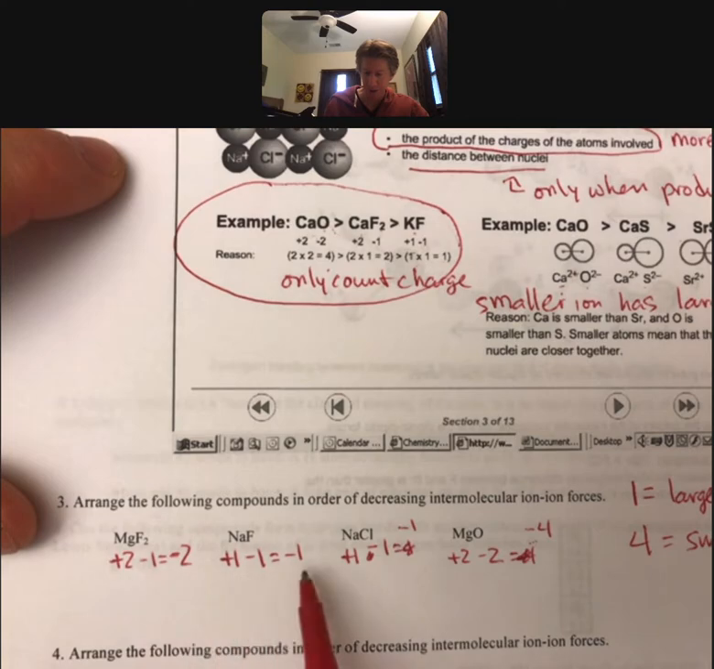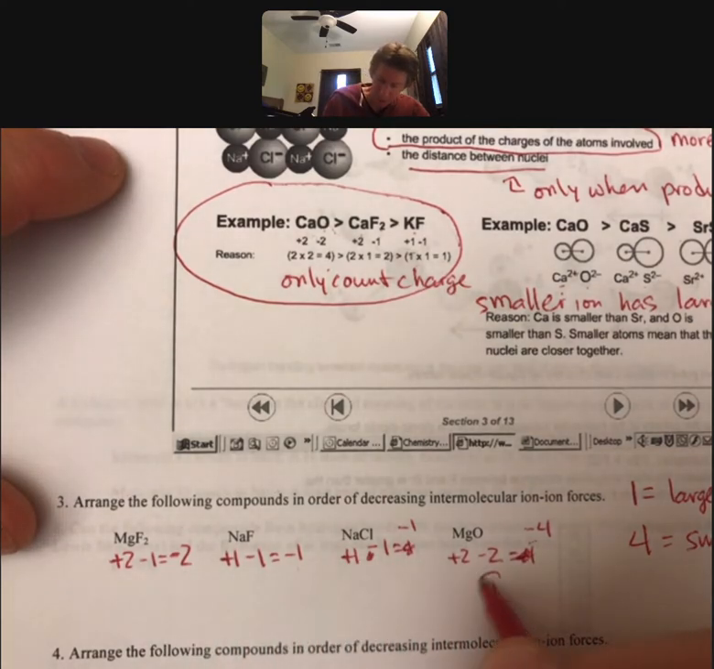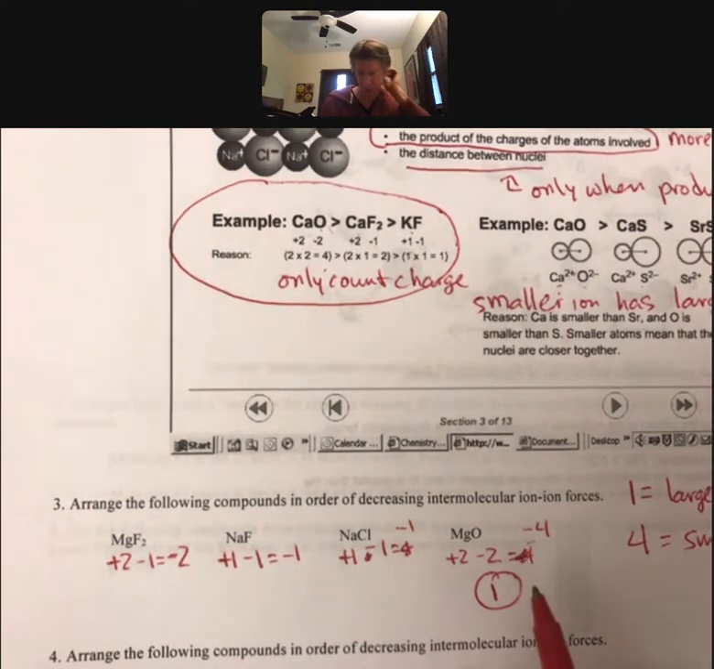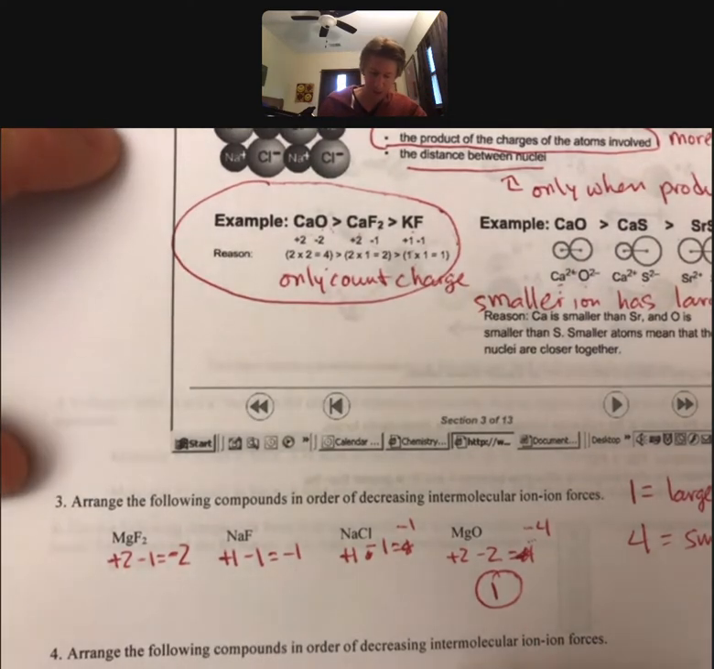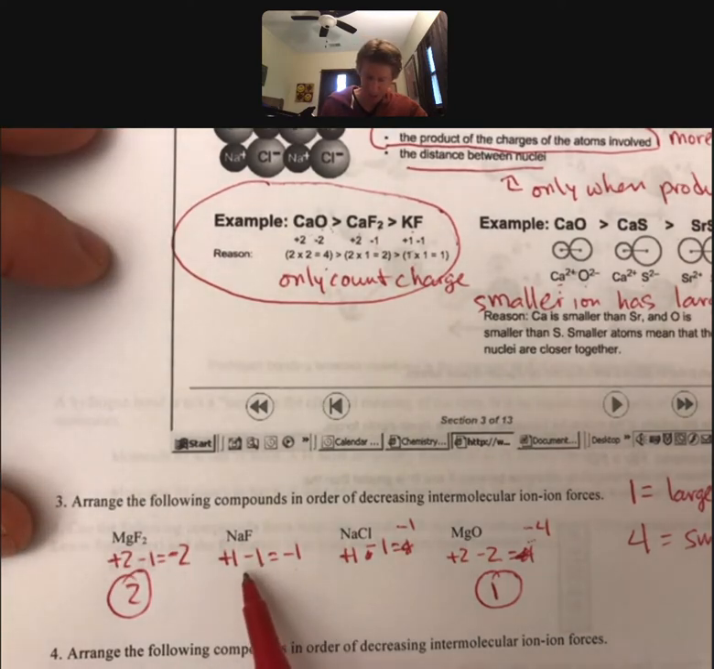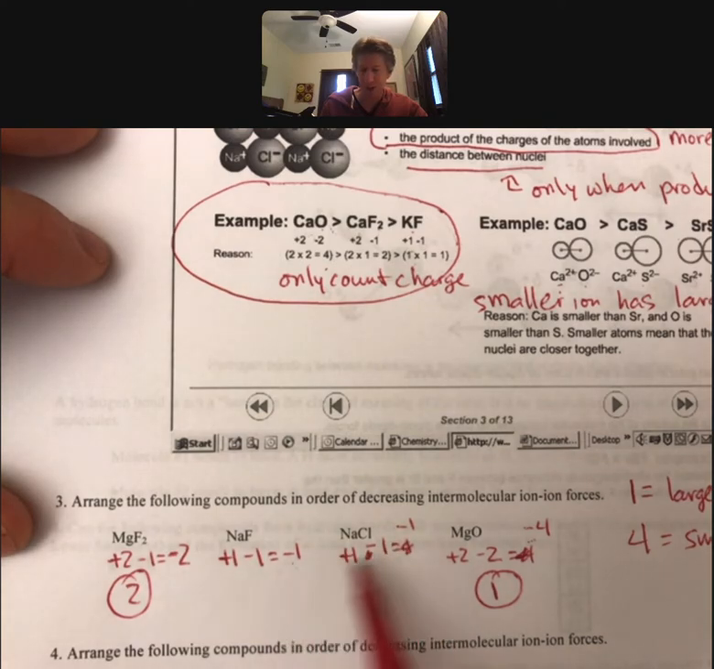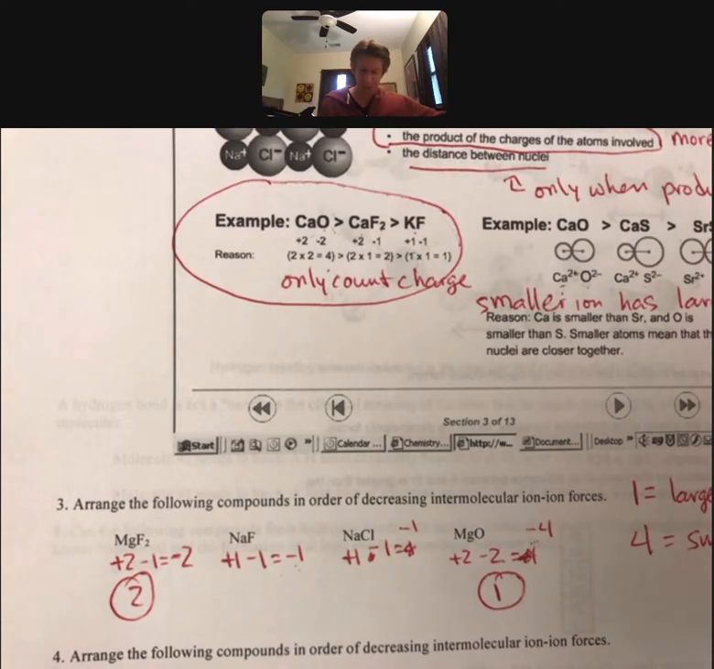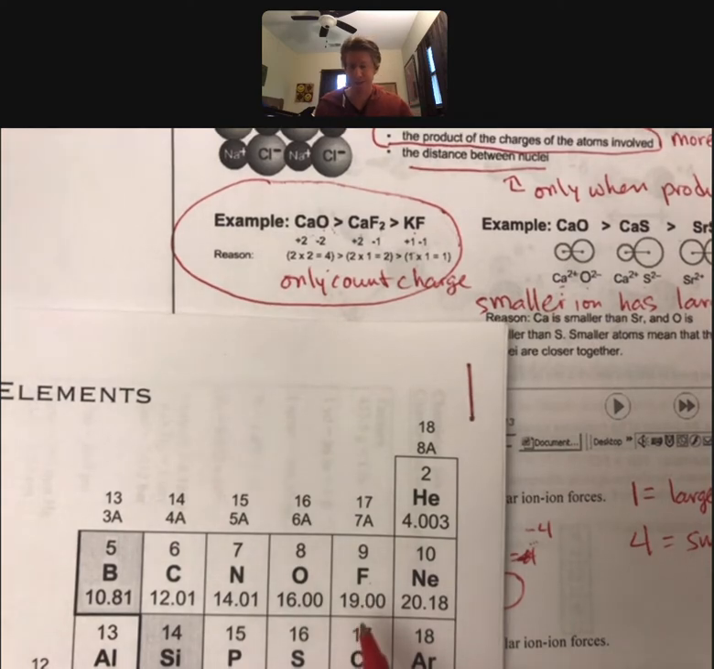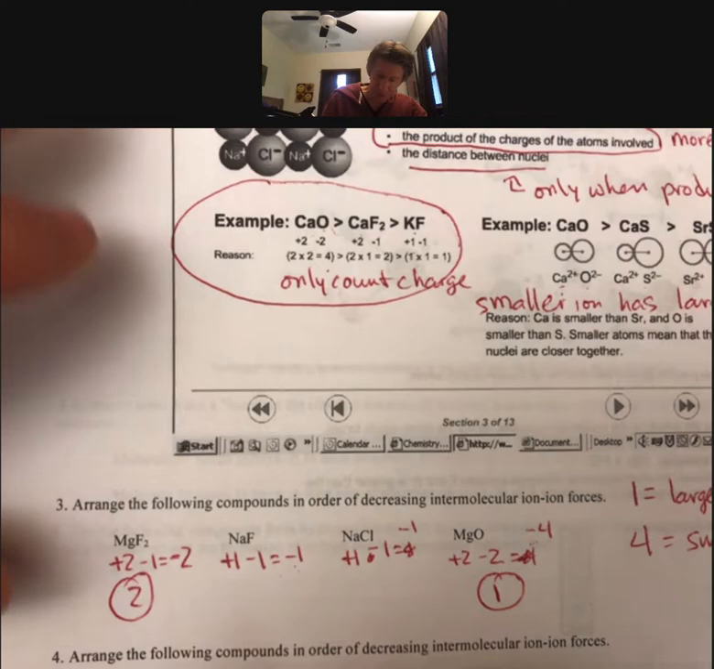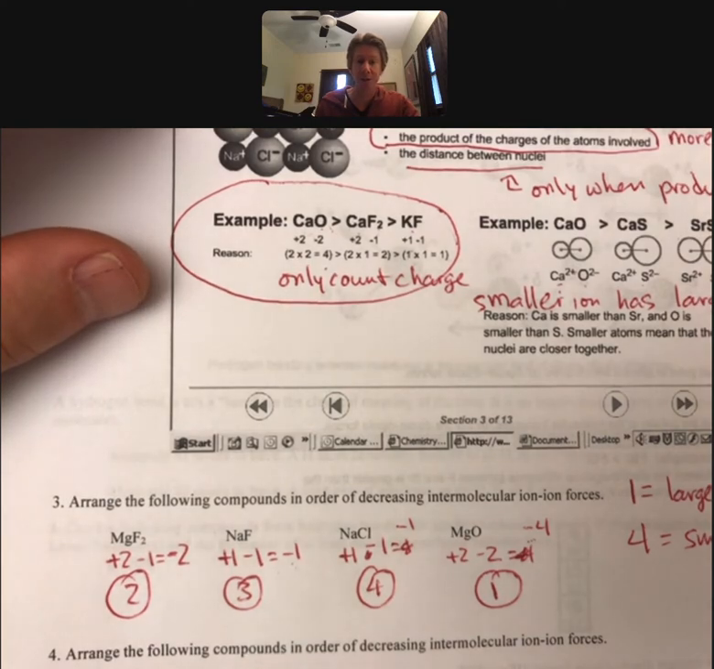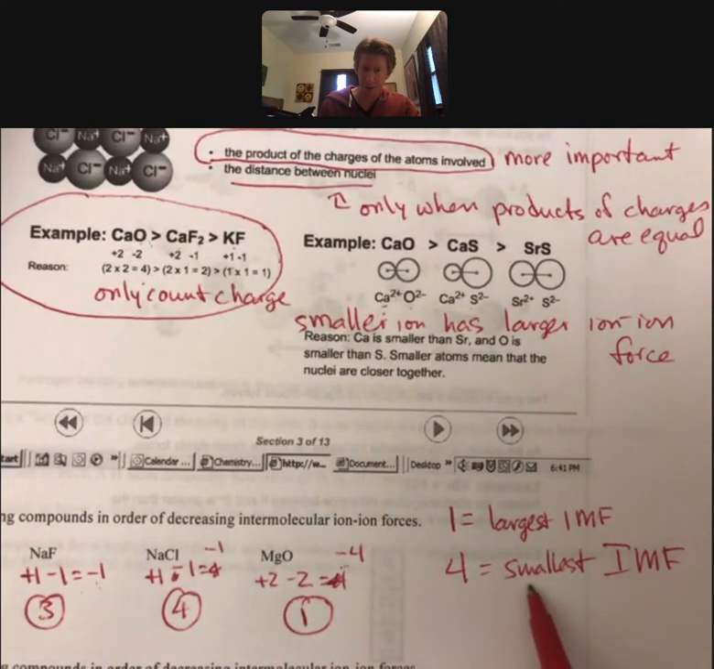So we've got -2, -1, -1, and -4. -4 wins the day as the largest IMF, because a larger product of charges means a larger IMF. Then we have -2, because our product of charges is second greatest here. Then we have -1 and -1. These two are the same. When they're the same, we go to their sizes. Sodium is the same, but fluorine versus chlorine, fluoride in this case since it's the ion, will be smaller. So that means this is number 3 and this is number 4 as far as the ordering from largest IMF to smallest IMF.